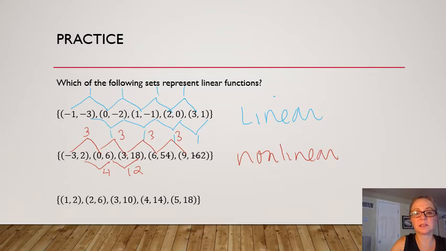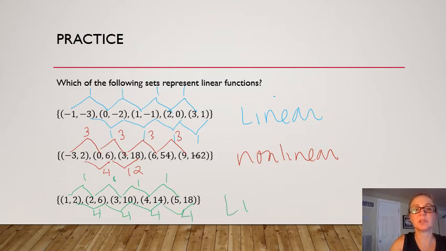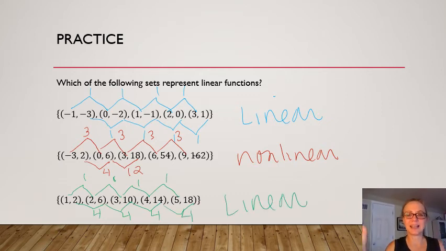And in the last example, from 1 to 2 is 1, from 2 to 3 is 1, 3 to 4, 4 to 5. So we check y. From 2 to 6 is 4, 6 to 10 is 4, 10 to 14 is 4, and 14 to 18 is 4. So this one is also linear.